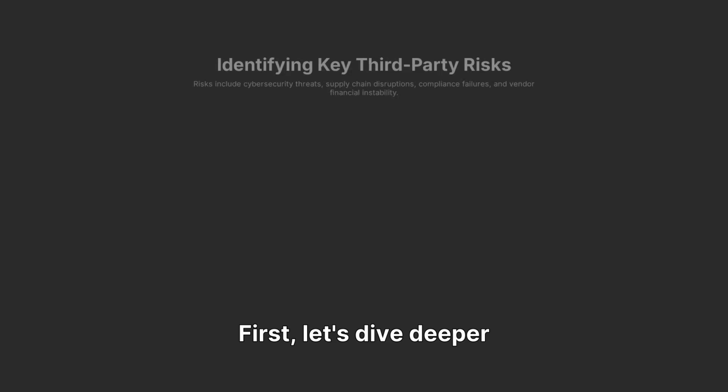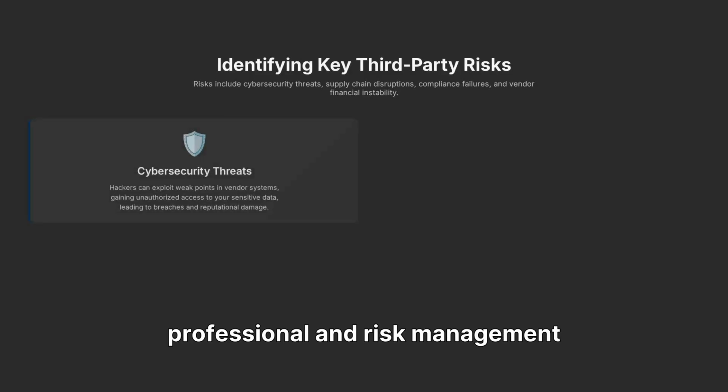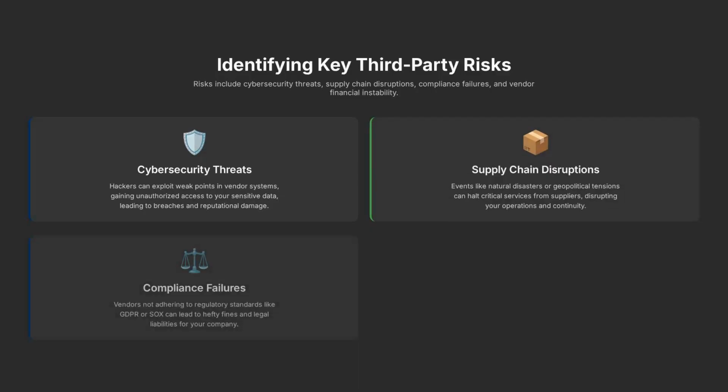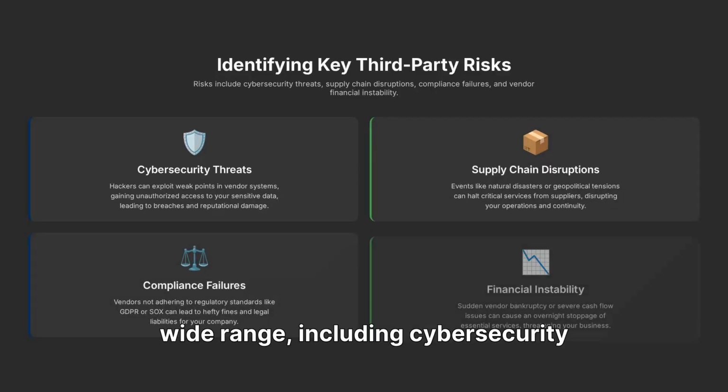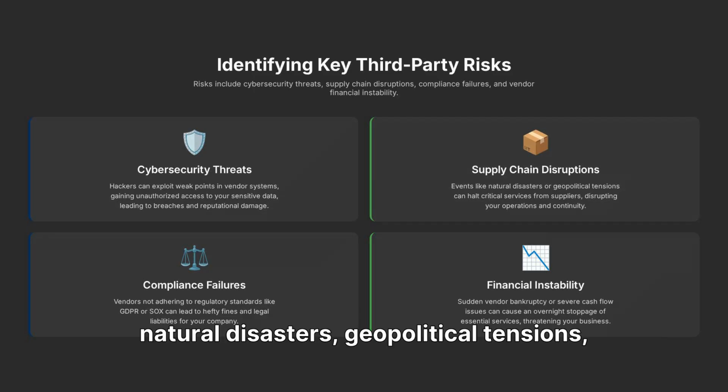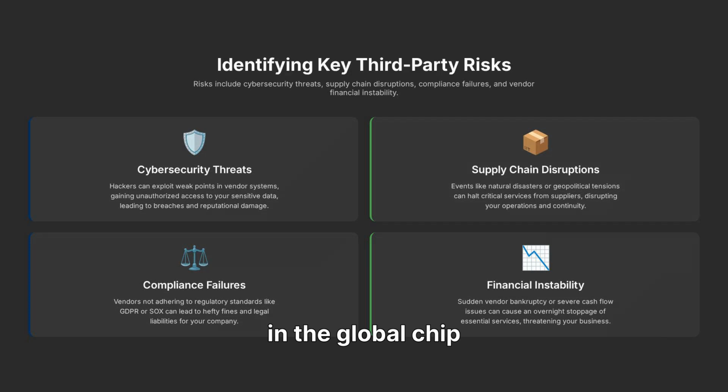First, let's dive deeper into identifying key third-party risks that every business professional and risk management executive in finance and operations should be aware of. These risks encompass a wide range, including cybersecurity threats where hackers exploit weak points in a vendor's systems to gain unauthorized access to your data. Supply chain disruptions caused by events like natural disasters, geopolitical tensions, or pandemics, as seen in the global chip shortage that impacted automotive and electronics industries in 2021.